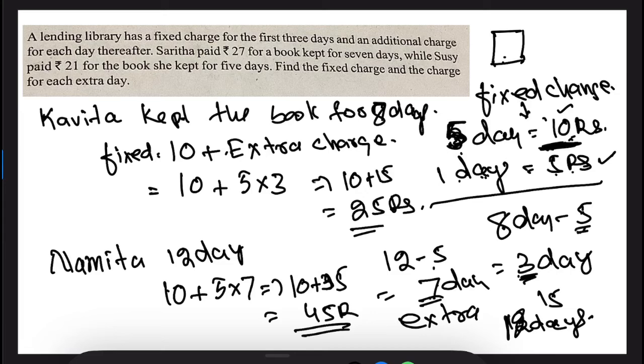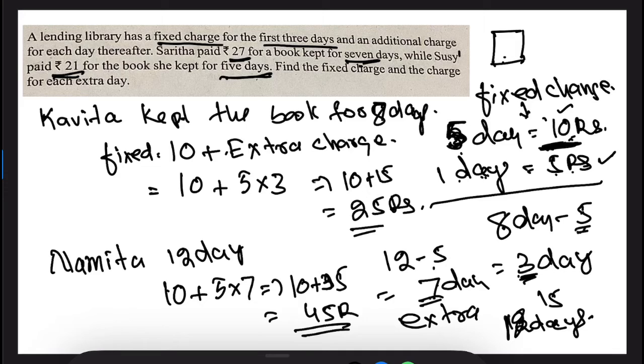Now the same way this question is also there. It says that a lending library has a fixed charge for the first 3 days. This is a fixed charge for 3 days. Additional charge for each day thereafter. After that the additional charge will be there. How much? He didn't say. 27 rupees for 7 days. And Susy, another girl, paid 21 rupees for keeping the book for 5 days. Right? The first 3 days are the fixed charge. So here we know what?